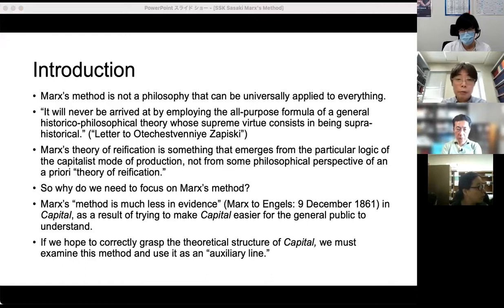So why do we need to focus on Marx's method? This is because Marx's method is much less in evidence in Capital as a result of trying to make Capital easier for the general public to understand. If we hope to correctly grasp the theoretical structure of Capital, we must examine this method and use it as an auxiliary line.